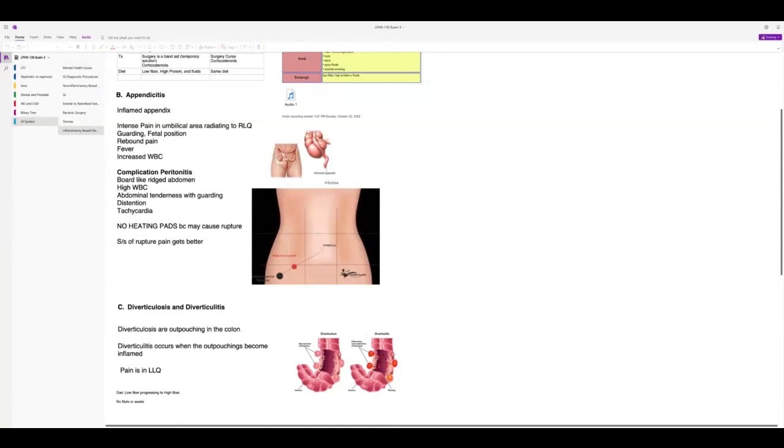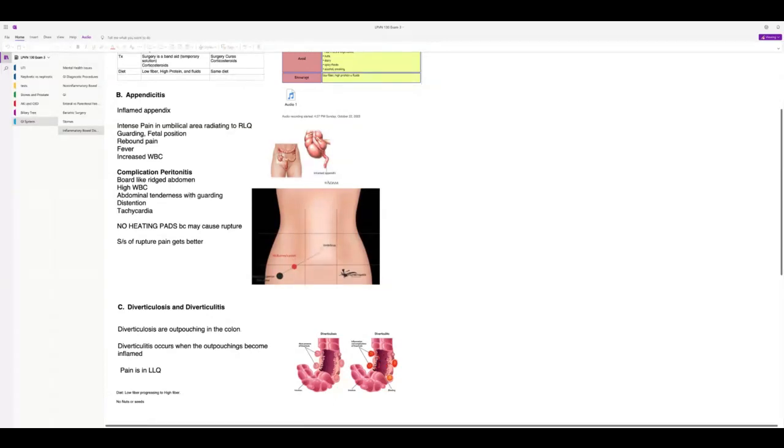The reason, especially with young women, that you want to get this taken care of right away is because if the appendix does burst, they can become sterile, and you don't want that to happen to somebody. So your complication is peritonitis. Remember the board-like abdomen, high WBC, tenderness with guarding, distension, and tachycardia. Do not ever put a heating pad on the abdomen if you think they have appendicitis, because it may rupture. And when it ruptures, they're going to feel better all of a sudden, which is not a good sign, because that means it ruptured.